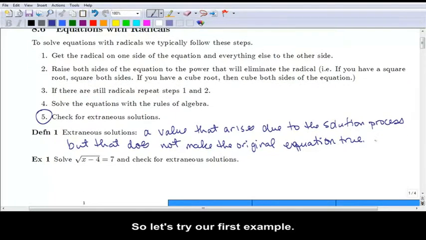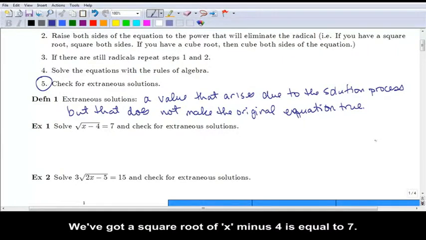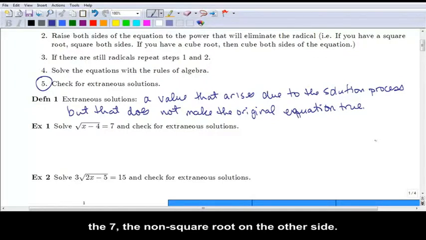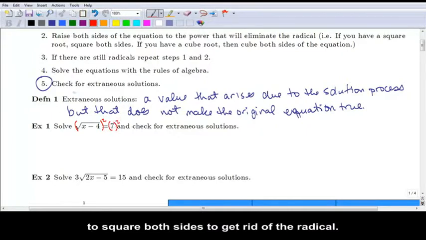So let's try our first example. We've got the square root of x minus 4 is equal to 7. In this case, we've got the square root on one side, the 7, the non-square root, on the other side. I don't want to see anybody trying to distribute the square root over plus and minus. We already talked about how you cannot distribute roots or exponents over plus and minus. So in this case, we keep everything as it is, and our first step in solving this is to square both sides to get rid of the radicals. So this would be step 3.